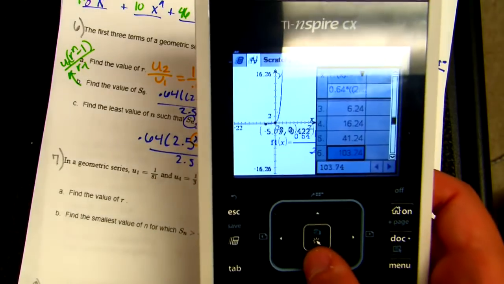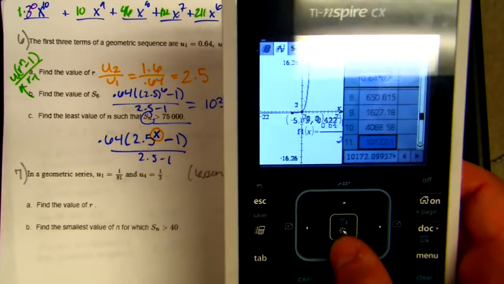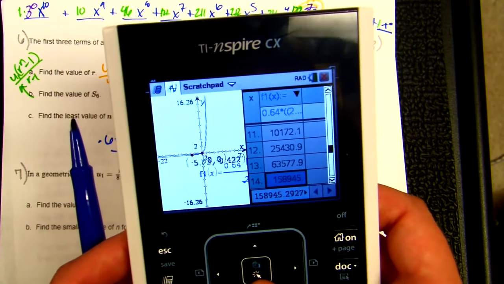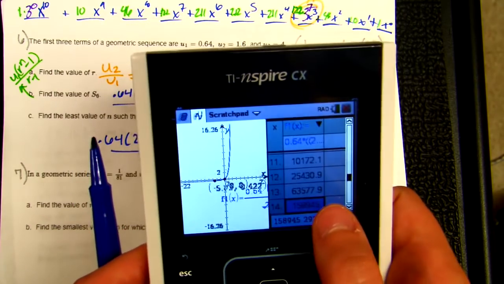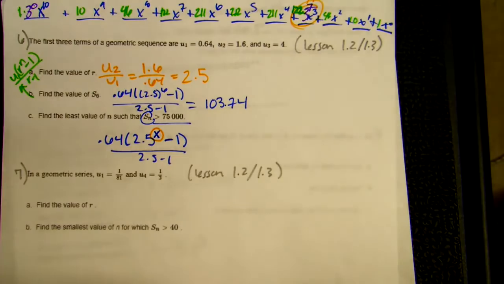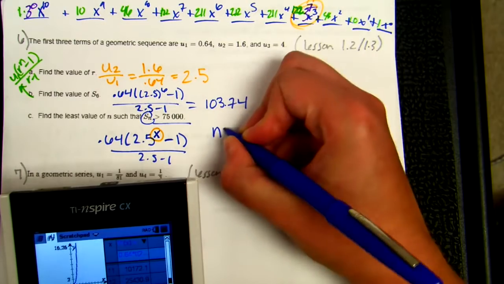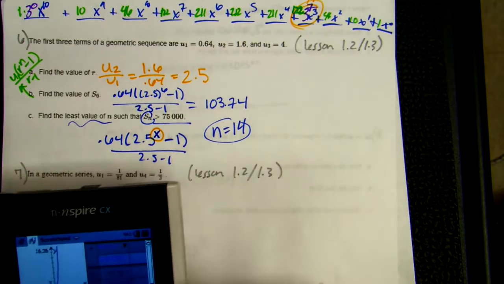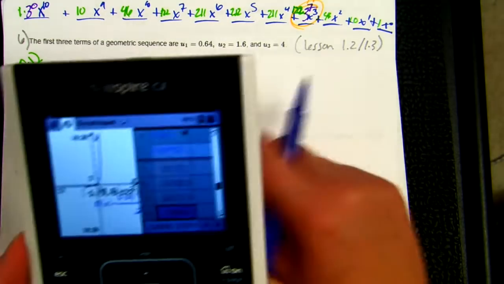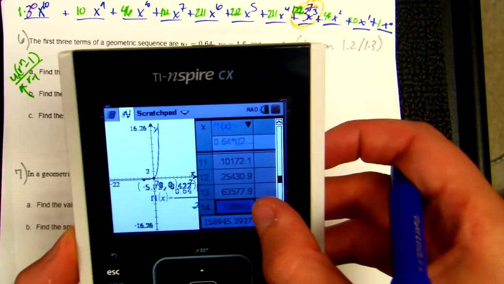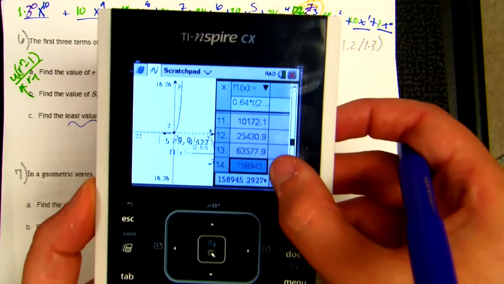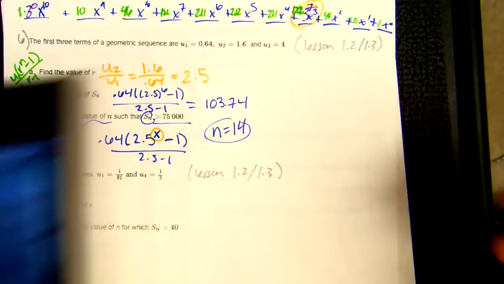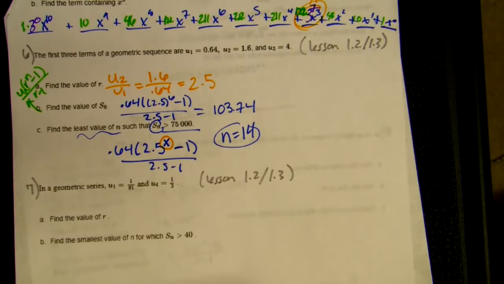Good. I'm just going to keep scrolling until I get to, what, 75,000? Oh gosh, I have to look down. Not quite there yet. Good. I think this is the first one, right? 158,945. So n equals 14. That's the least value of n such that the sum is greater than 75,000 because my sum is now 158,945, yikes, as opposed to 63,577. So we want to focus on this one where n equals 14. So I'm going to leave that circled.